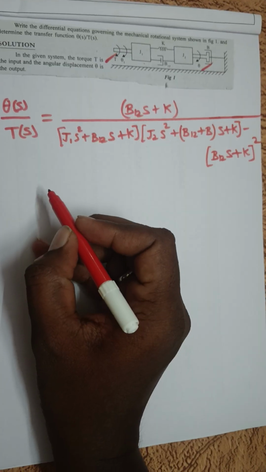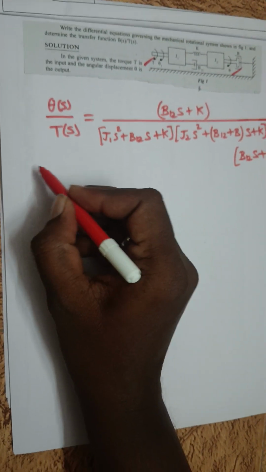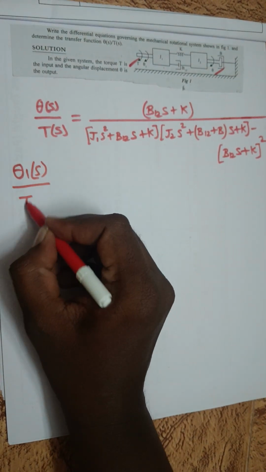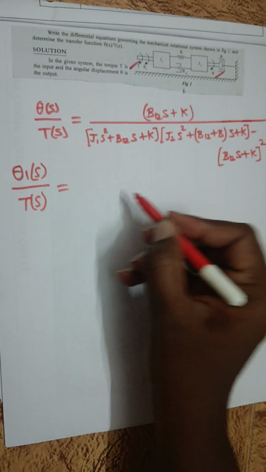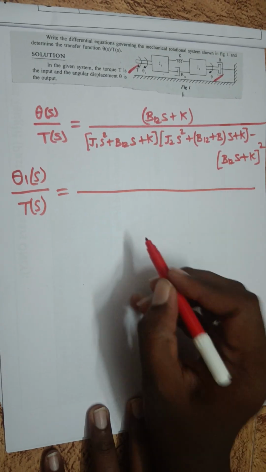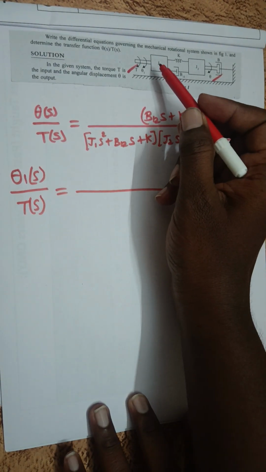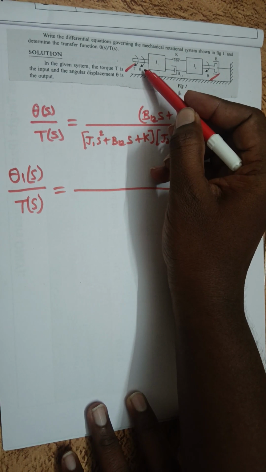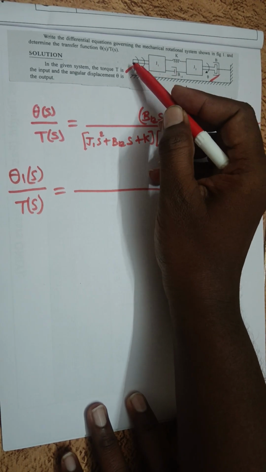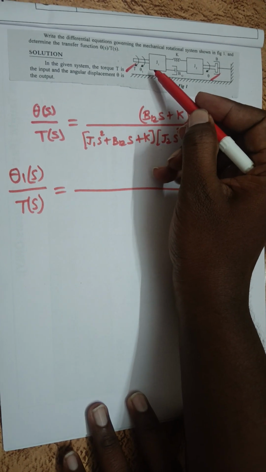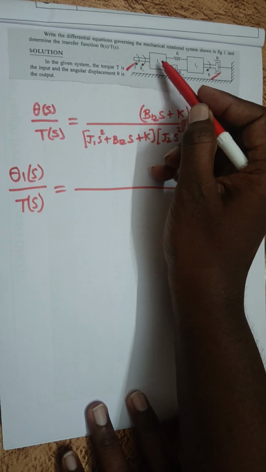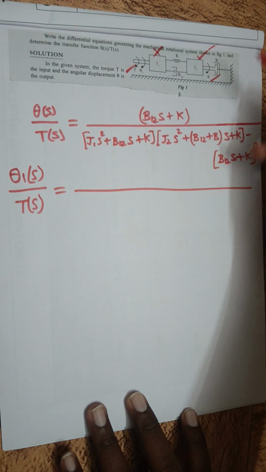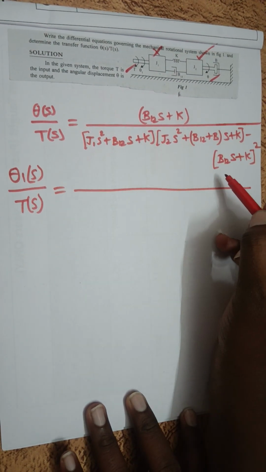Now I will tell you how to write theta 1 of S by T of S. Here, if you look at the given mechanical rotational system, theta 1 is at J1, and the applied torque is also at J1. So you have displacement and applied torque, both at J1. If it is so, leave J1 and consider J2 alone to write the numerator part.